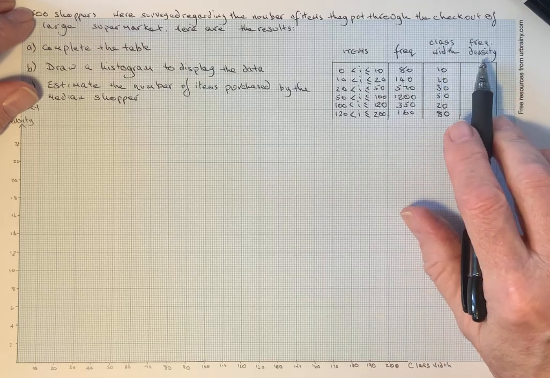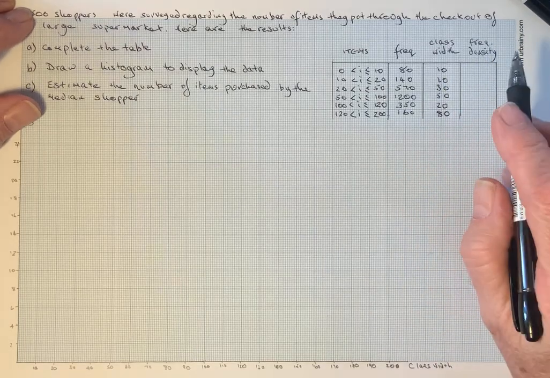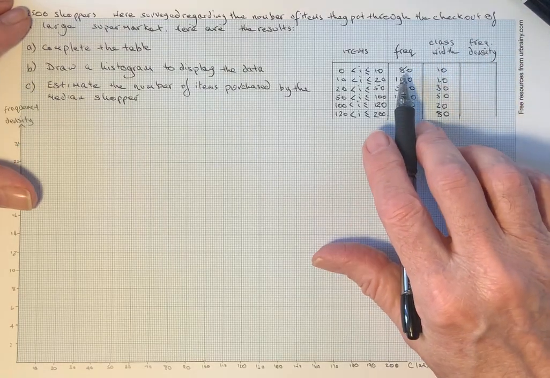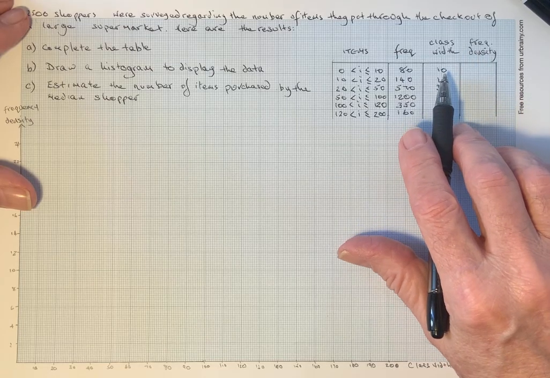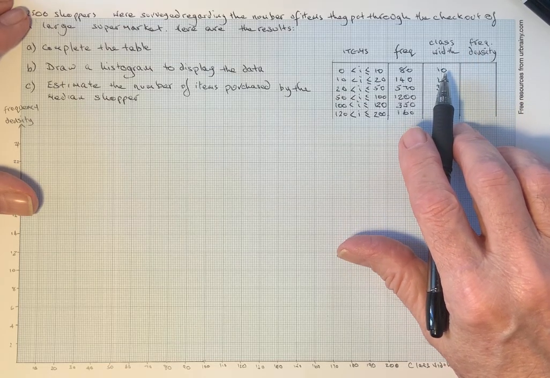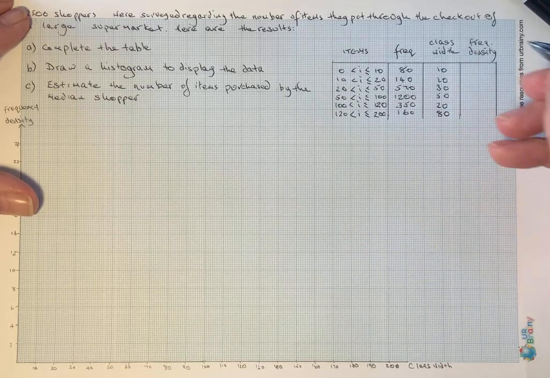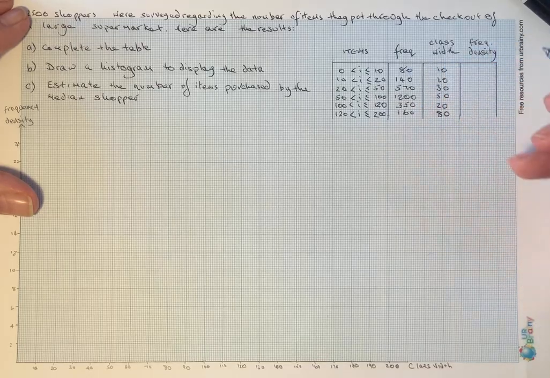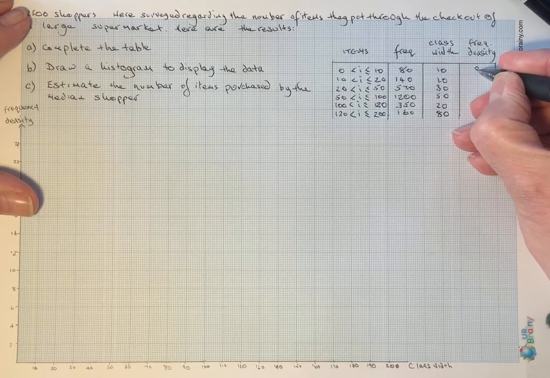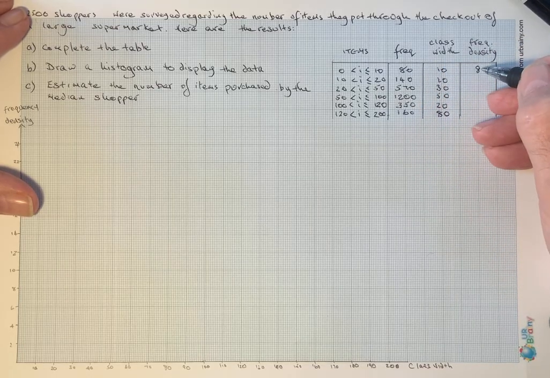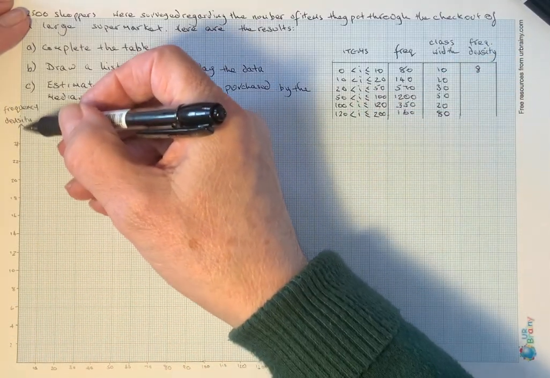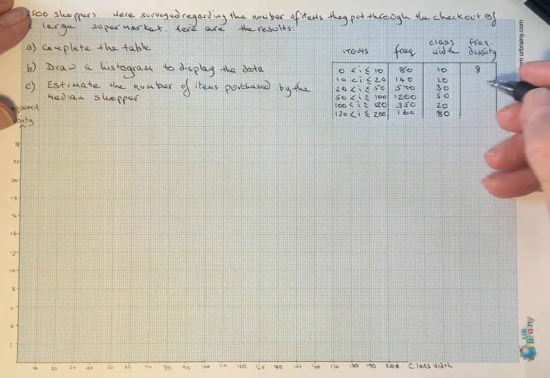Okay, and then we have the frequency density. Frequency density is frequency divided by class width. Okay, frequency divided by class width. So 80 divided by 10 is 8. And this gives us the height of our bar on here.